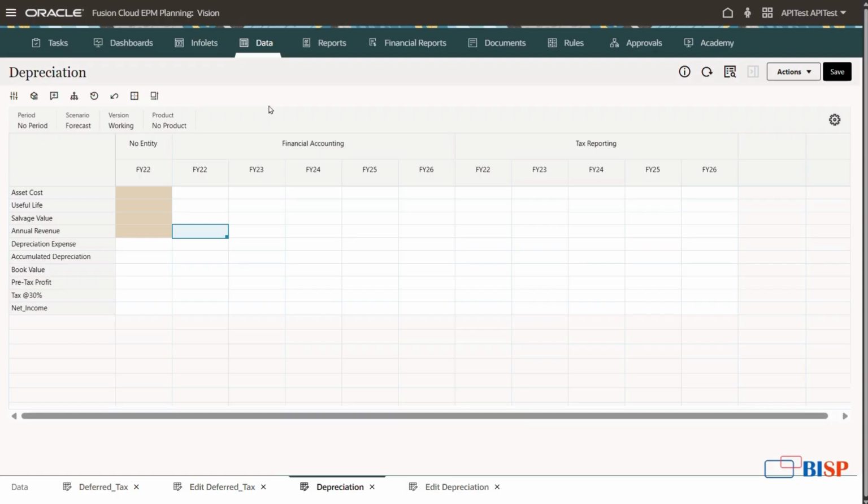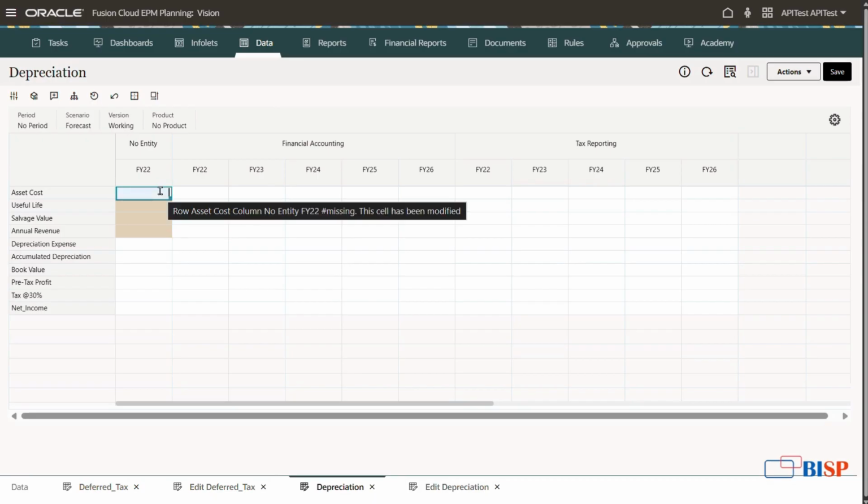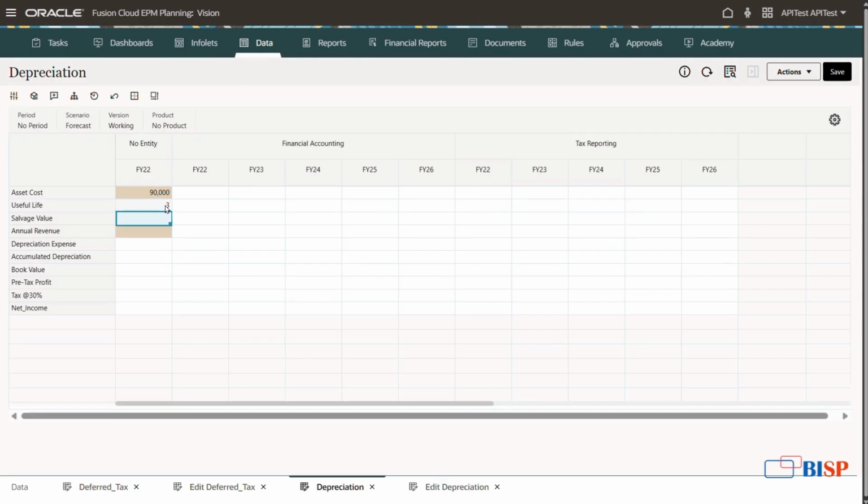Now, let's validate our implementation in Oracle Planning. I'll start by opening the depreciation data form. Here, I will enter the same assumptions that we used in our Excel model. The asset cost is 90,000. The useful life is 3 years. The salvage value is 0 and annual revenue is 60,000. Once all the input values are entered, I'll simply click save.